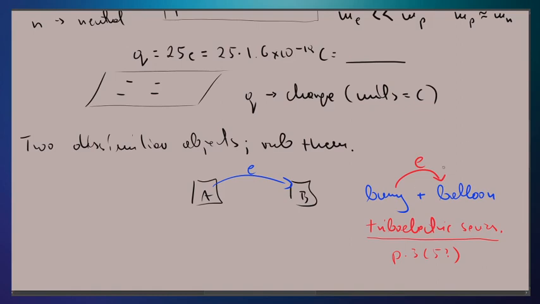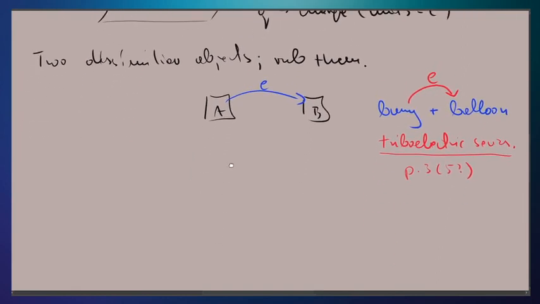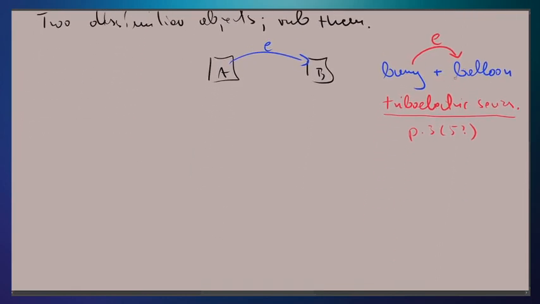You can also charge an object by conduction. So conduction is a little different, pretty straightforward as well. But let's say you take this balloon here. So you rub bunny with the balloon, and the balloon now becomes negatively charged because it gained electrons.